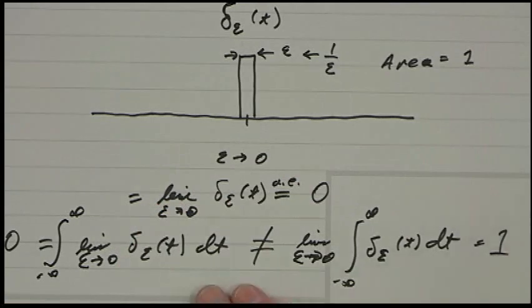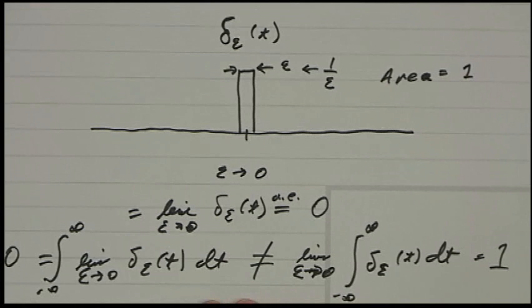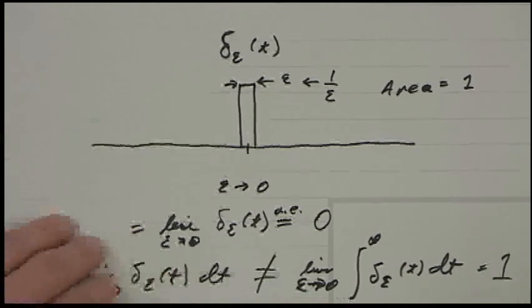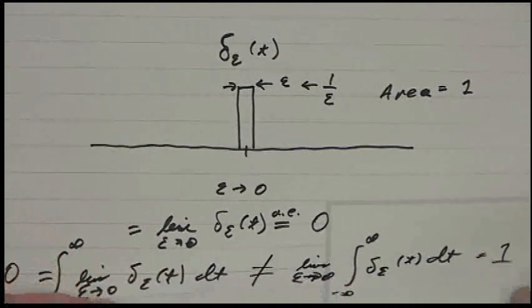So you're basically caught between a rock and a hard place. There's no consistent definition of the function called the delta function. So consequently, the delta function is not a function. Sometimes they're called distributions, but it's really an operator. So it's shorthand notation.